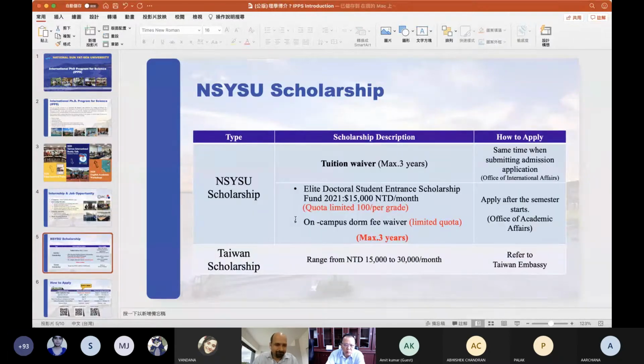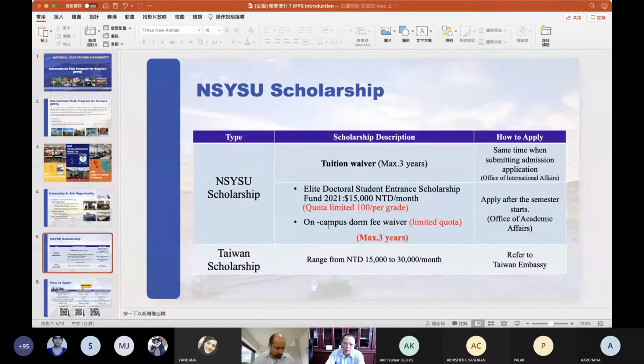And I think the most important thing is that NSYSU also provides a scholarship. Okay, so you can see the NSYSU scholarship is a tuition fee waiver for a maximum of 3 years. Okay, and we also have an added doctoral student entrance scholarship, and we will provide students 15,000 NT dollars for each month.